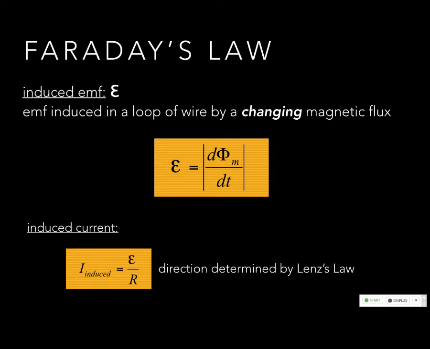People are like scribbling madly. Why? How come there's no negative sign on that? Oh, because it's the absolute value. So we're just looking for the magnitude here.